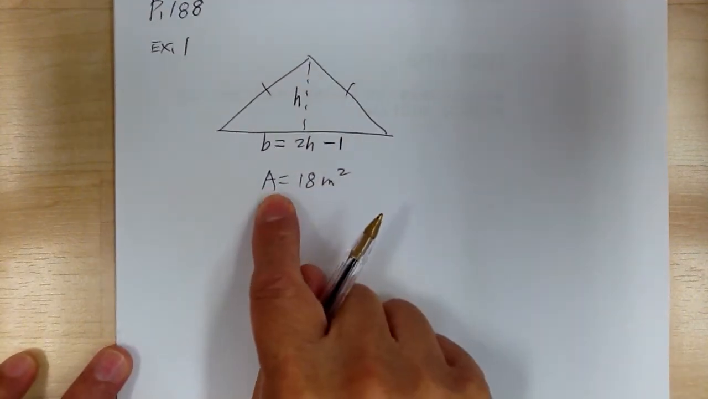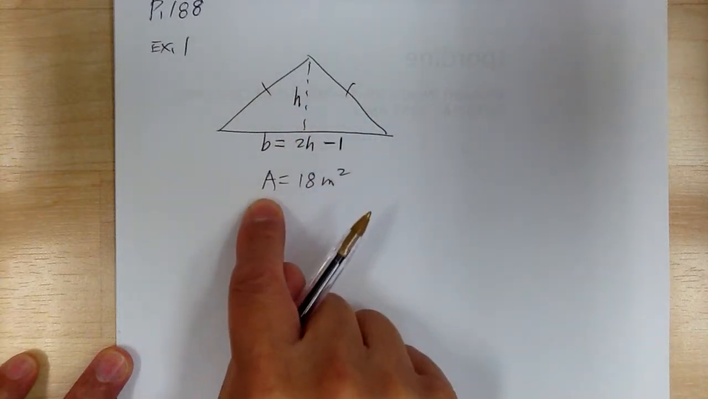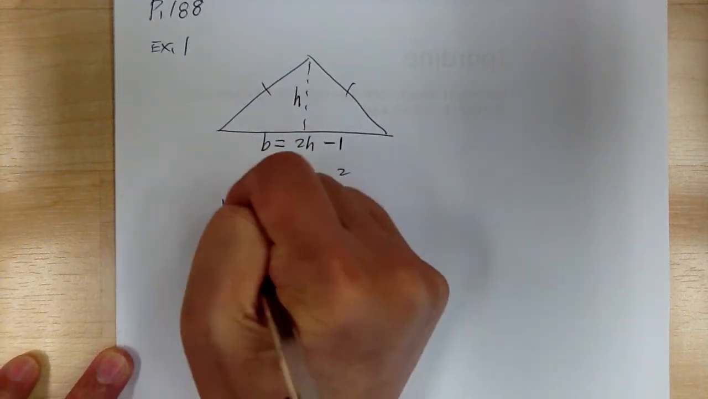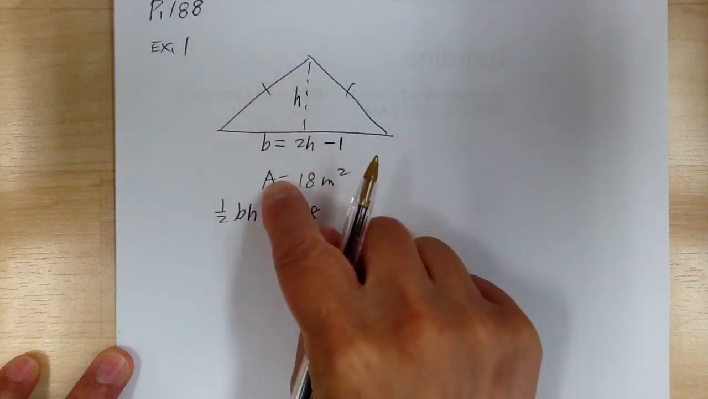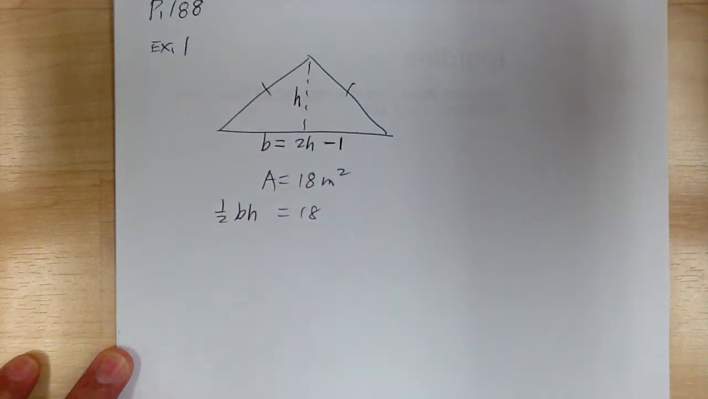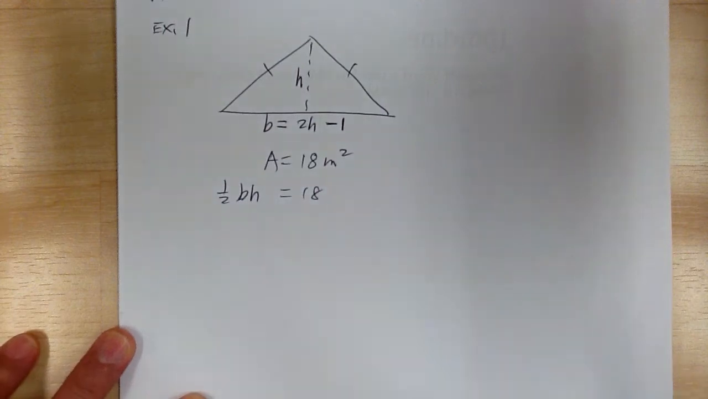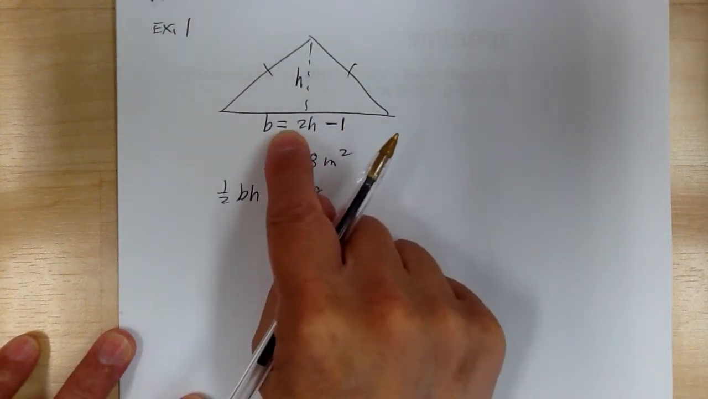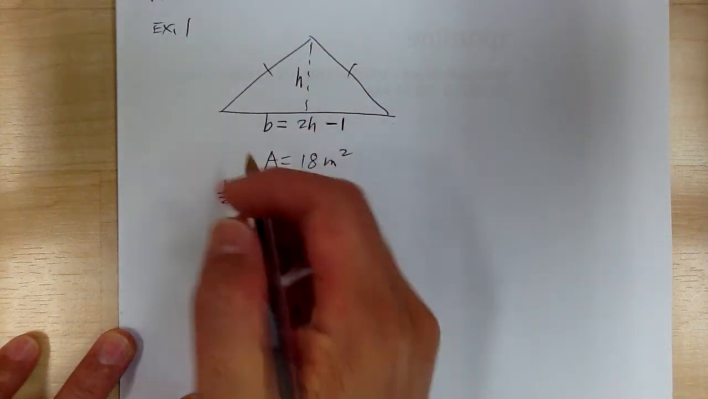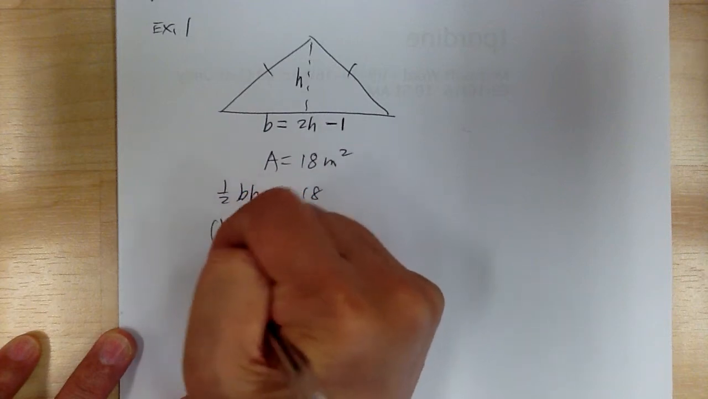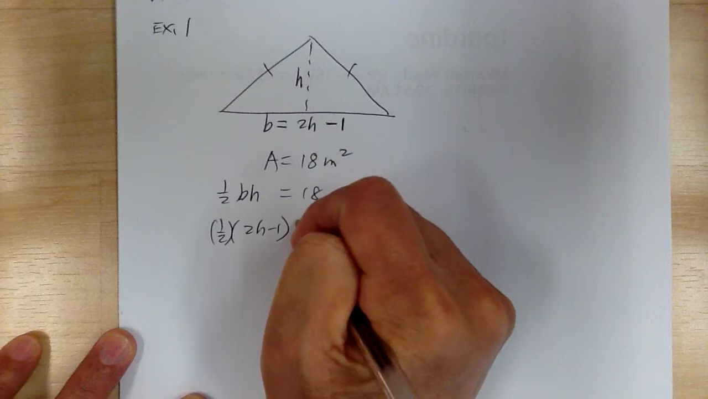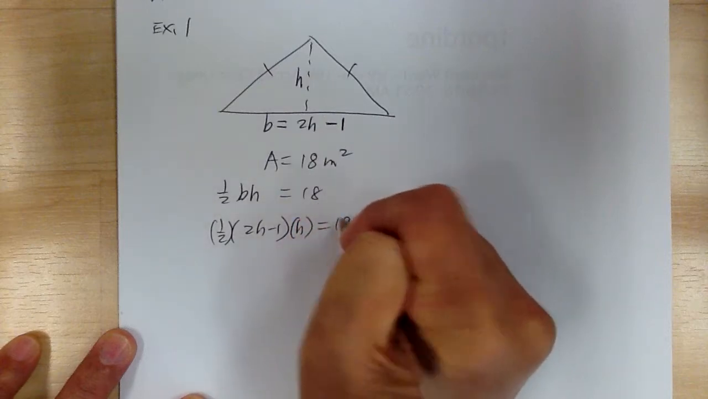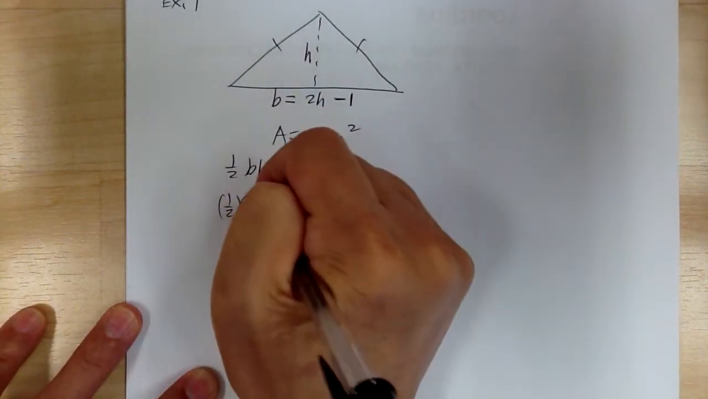So the area of the triangle is 1/2 base times height. Okay? So again, substitute area into 1/2 base times height, because that's the formula. Then after that you substitute. Whenever you see equal, there's your clue. So it'd be 1/2, base is 2h minus 1, times h, equal to 18. Okay, so that's your equation.